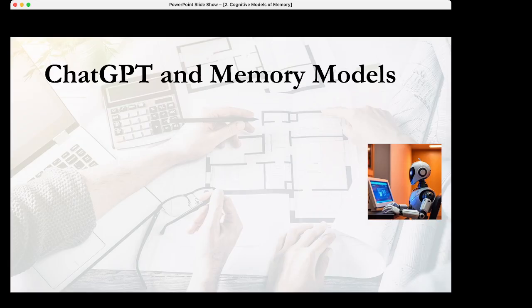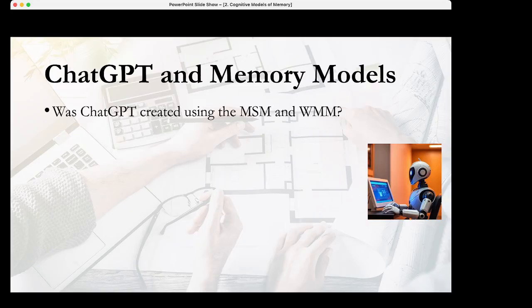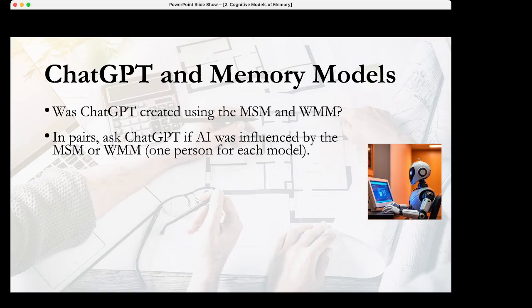Now, I swear, I asked ChatGPT when I was making this unit plan, were you created with the help of the multi-store model? And it said yes, and it gave me all these long-winded answers. And then, what about the working memory model? Yes. And I'm like, fantastic, this is so cool. We can get the students to ask ChatGPT and then see what it says. And now, every time I've since then tried, I can't find history of the chat. And also, every time I ask it now, it says something different.